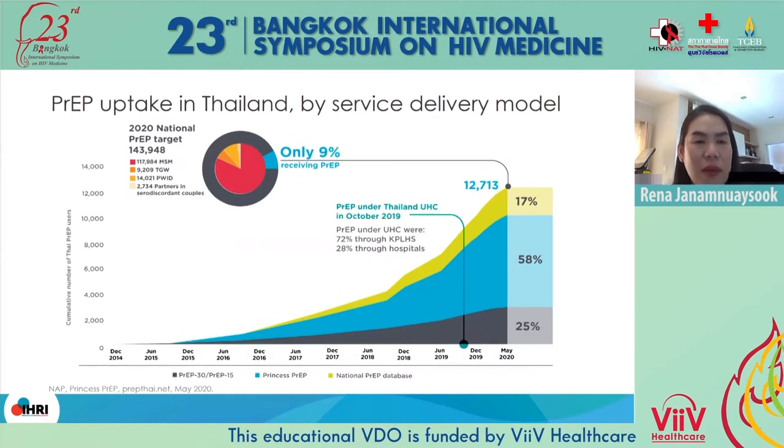And here, this slide shows you the PrEP uptake in Thailand divided by each service delivery model. On your right-hand side, you can see the blue proportion, which is almost 60%, shows the proportion of Thai PrEP users who came from the key population-led PrEP services, which I'm going to tell you more about.